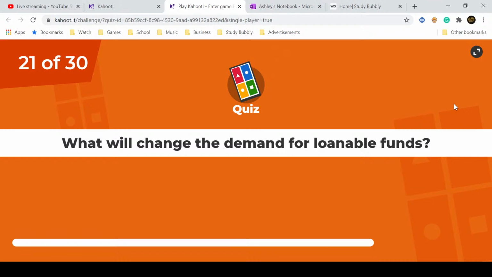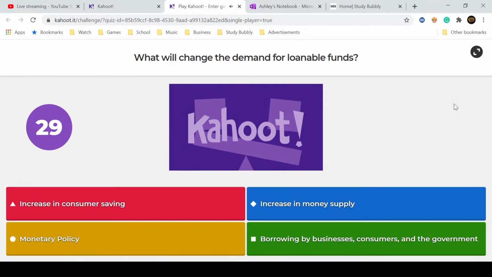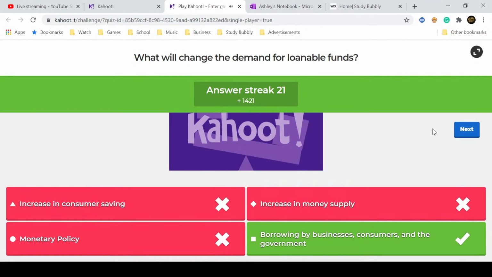What will change the demand for loanable funds? So that's pretty simple. Loanable funds. Again, you can check my notes for more in-depth notes on them. But demand of loanable funds is changed by the borrowing of businesses, consumers, and governments, because nothing else is going to cause the demand to go up. The demand only goes up if people are actively borrowing from the loanable funds, if that makes sense.